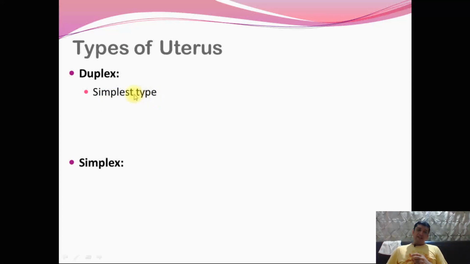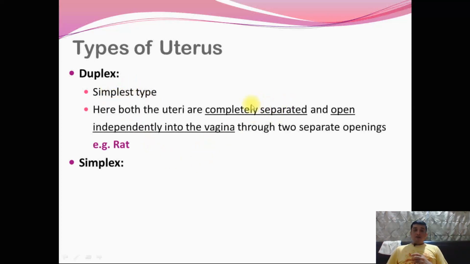which represents a very simple type because there are 2 separate and independent uteri, and they open independently into the vagina, through 2 separate openings. If you go for higher studies, maybe post graduation in pharmacology, you will come across dissection of animals, and if you check the pelvic cavity, a Y-shaped uterus structure, you can easily observe in the rat. So that is the duplex type.